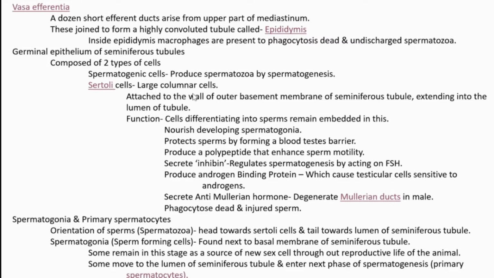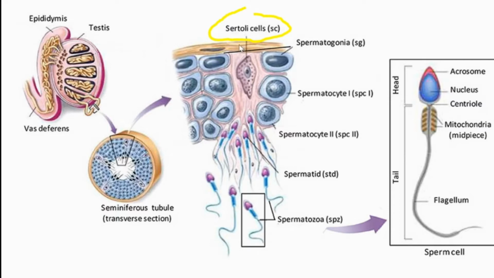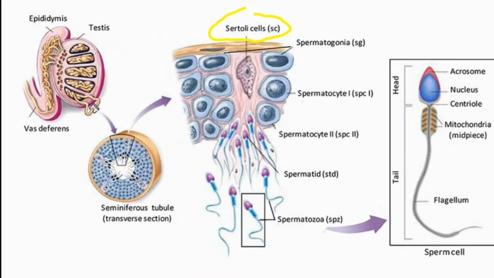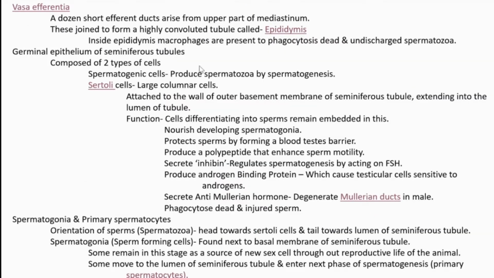Sertoli cells are large columnar cells. They are attached to the outer basement membrane of the seminiferous tubule and extend towards the lumen of the tubule. This is the basement membrane, and this is the luminal area of that tubule.